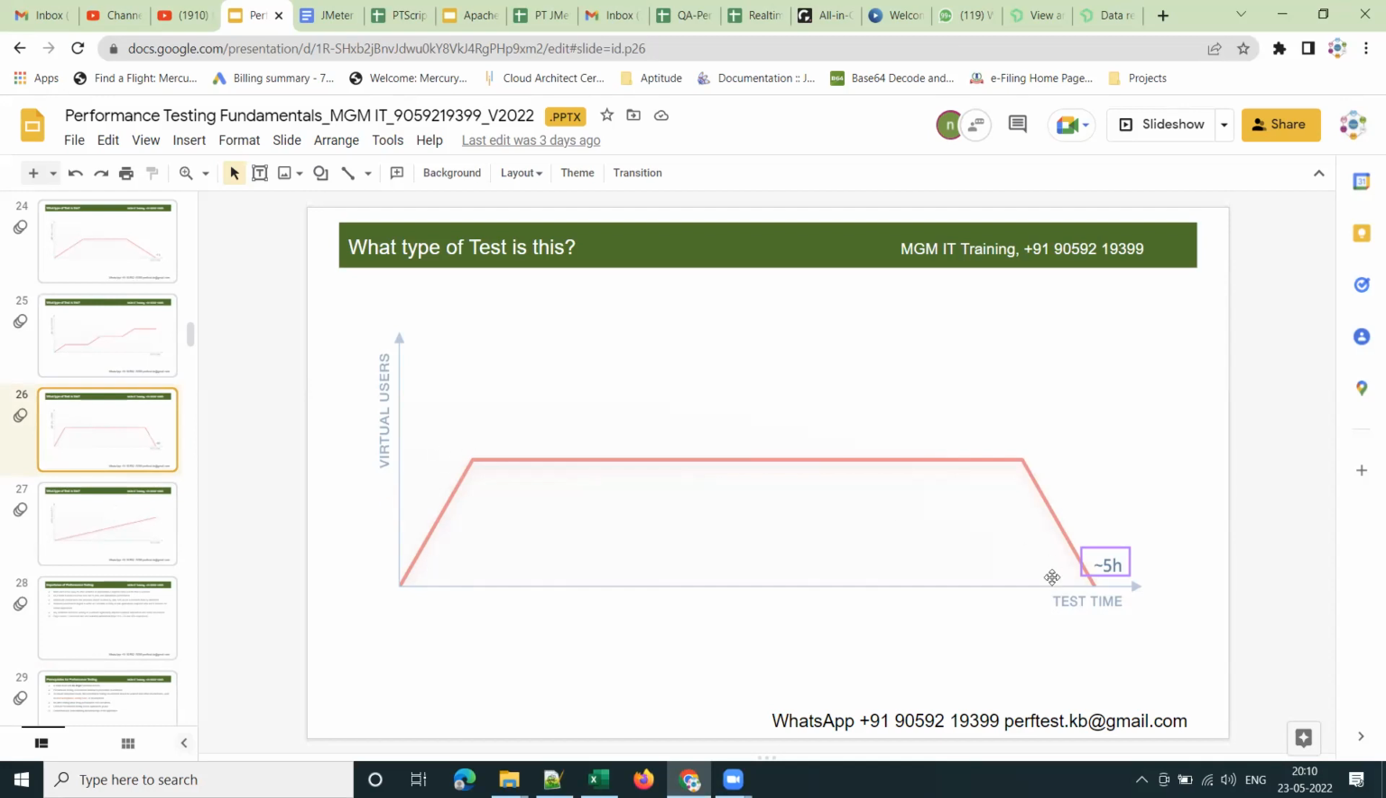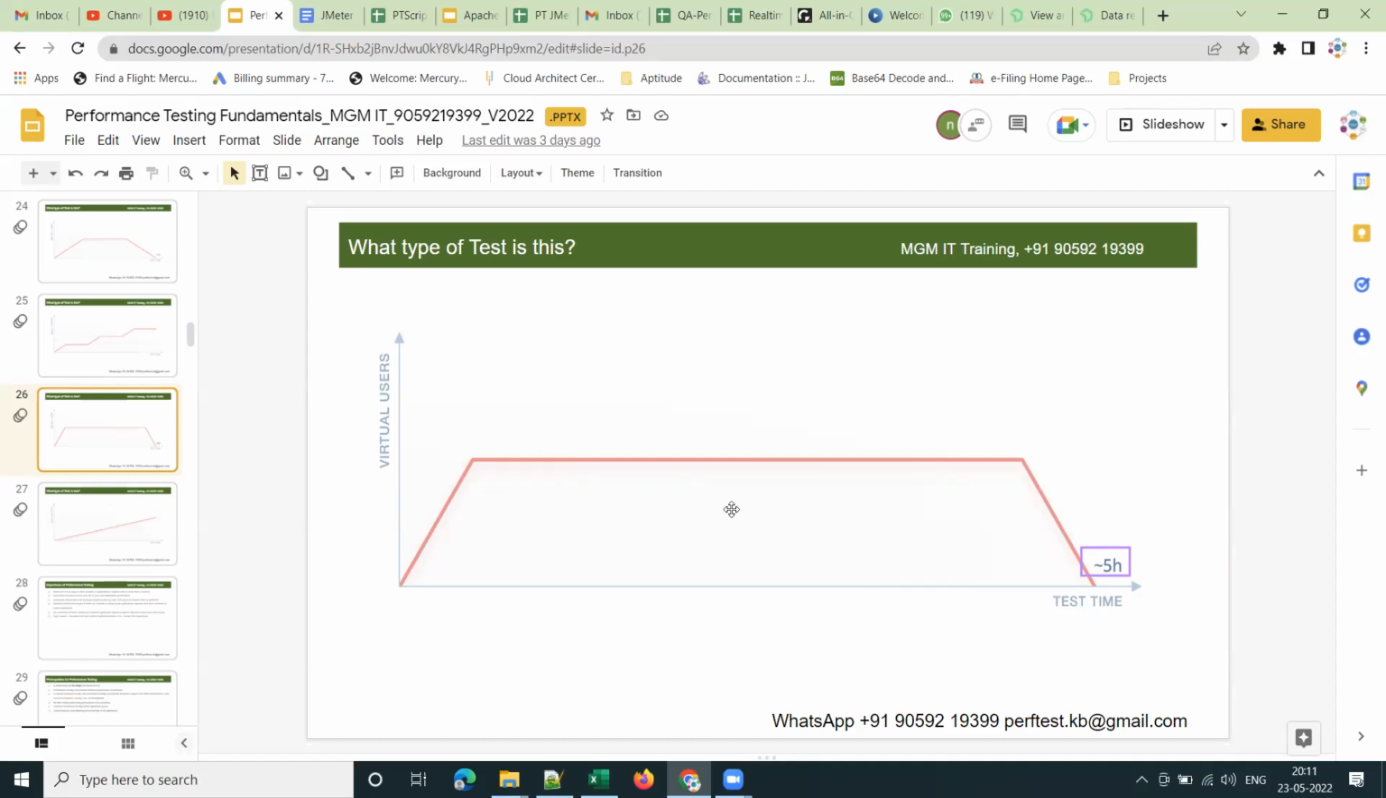This 5 hours is not a fixed figure. The duration depends on the business hours of the application. So that is the main difference, but a load test normally lasts only 1 to 2 hours. For a soak or endurance test, the duration can be 5 hours, 10 hours, 15 hours or even 1 day. Clear? The objective of endurance testing is to find memory leaks or connection leaks.